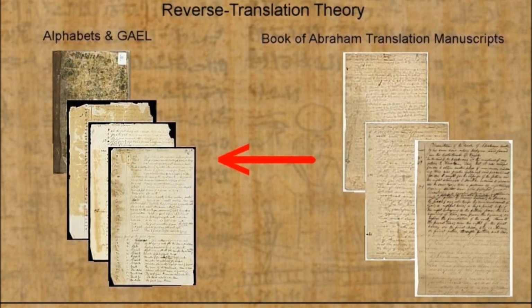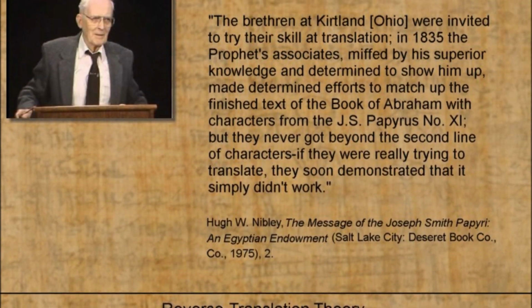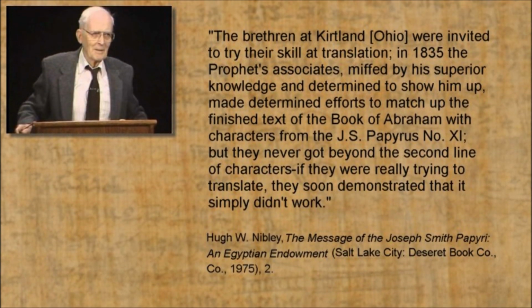Even Nibley assumed there was a connection when he invented the reverse translation theory. In 1975, he wrote, "The brethren at Kirtland were invited to try their skill at translation. In 1835, the prophet's associates, miffed by his superior knowledge and determined to show him up, made determined efforts to match up the finished text of the Book of Abraham with characters from Joseph Smith Papyrus number 11, but they never got beyond the second line of characters. If they were really trying to translate, they soon demonstrated that it simply didn't work." This is pure fantasy. There is no evidence that this event ever took place.